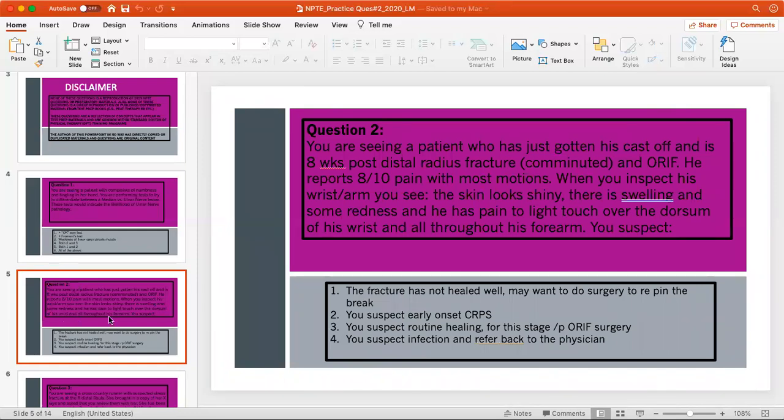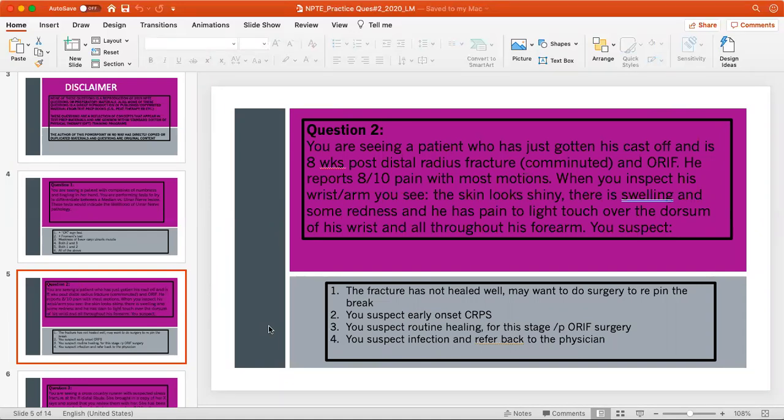You are suspecting, based on these things, that 1, the fracture hasn't healed well, so you may want to do surgery to repin the break. In other words, fixation isn't working, you need to go back in. 2, you suspect early onset CRPS, complex regional pain syndrome. Are those signs and symptoms indicative of CRPS?